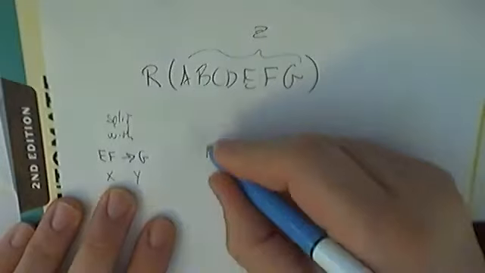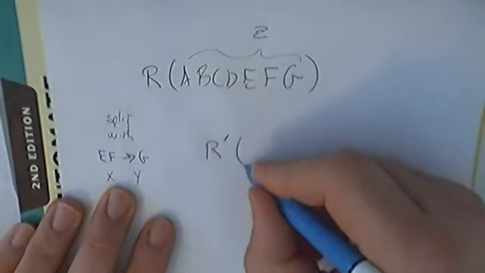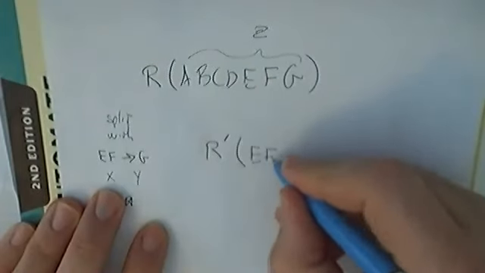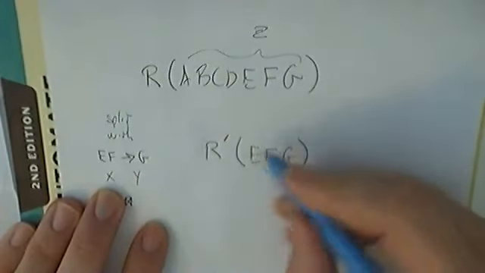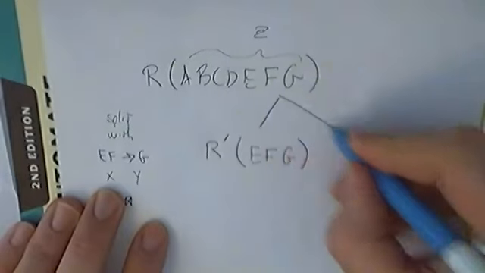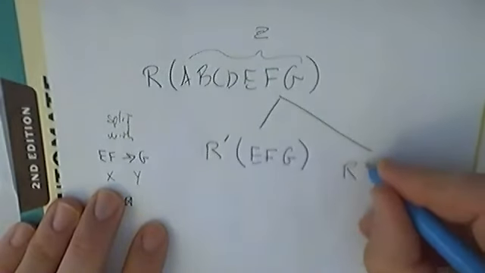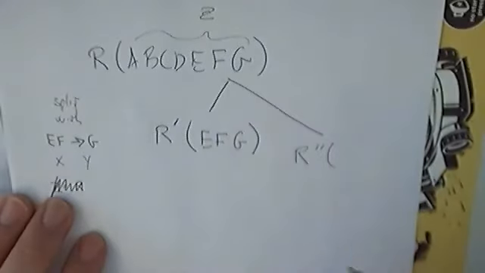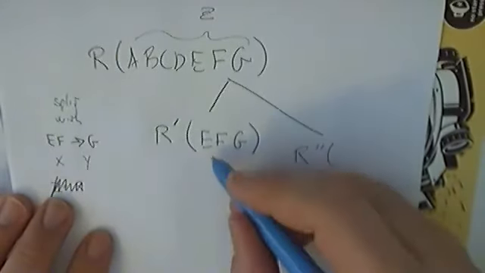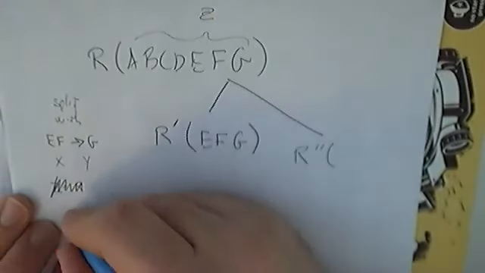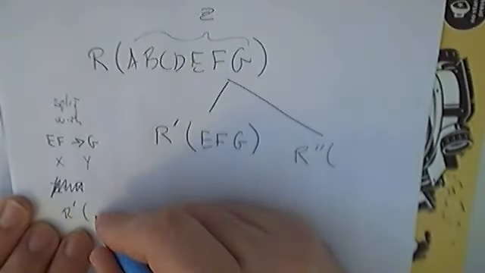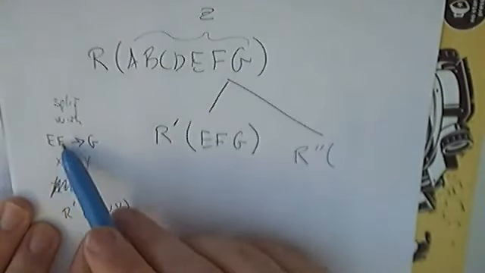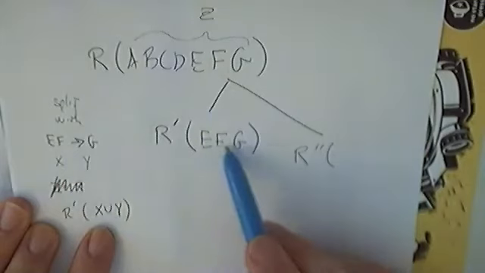So basically what I'm going to come up with is R prime, which is going to be X union Y. So it's going to be E, F, G. That's going to be one of them. We're going to split into R prime, which is X union Y, right? There's X, and there's Y, so E, F, G.